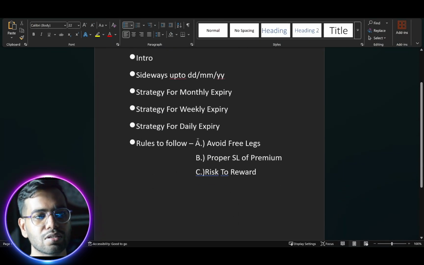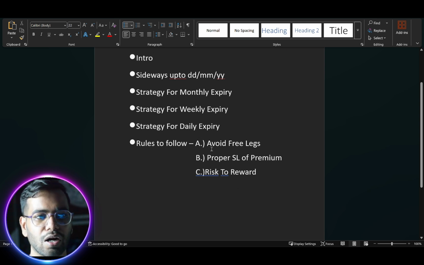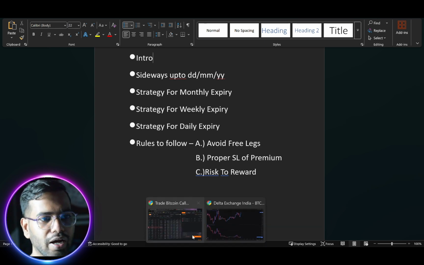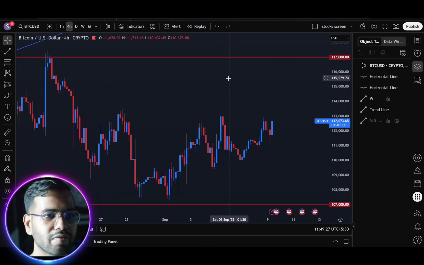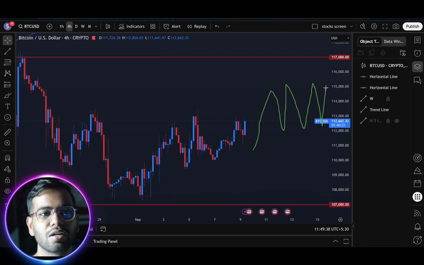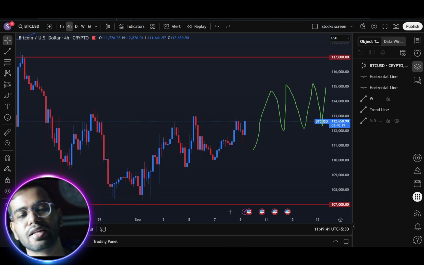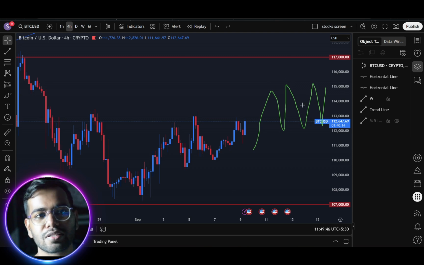You should follow these three rules if you are selling an option. What are these three rules? Avoid free legs. If you are making a strangle, I know you have made a very good analysis, and your analysis is very perfect, and the market will remain under this range. But what happens if the market moves in this way in a very short time? If the market becomes volatile, then you will see a loss in your portfolio. Even if the market remains within this range at the end of the month, you will suffer loss. I don't want you guys to have such a scenario.